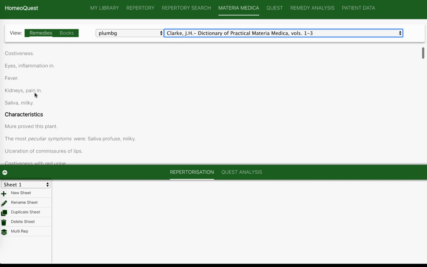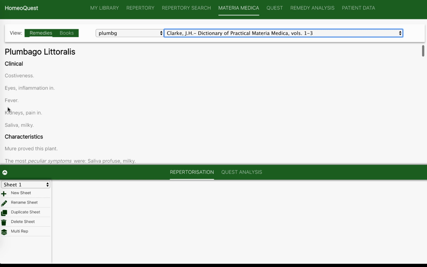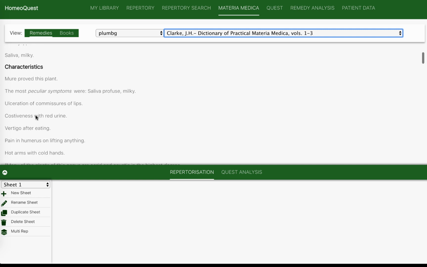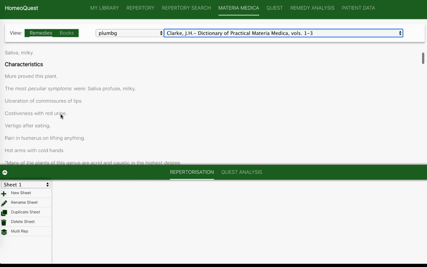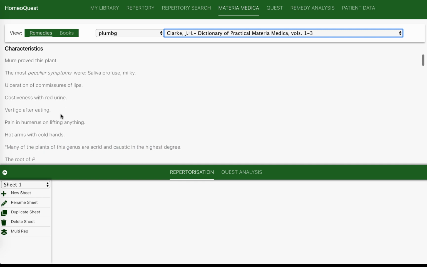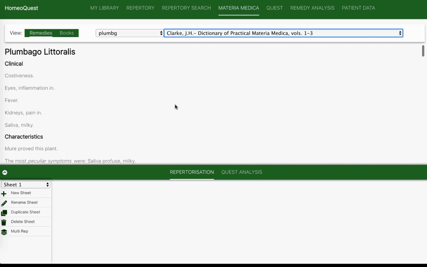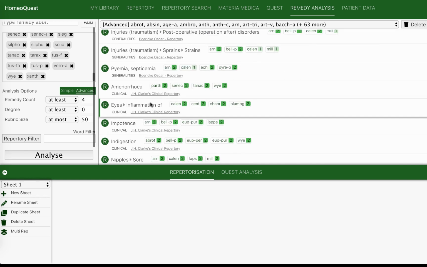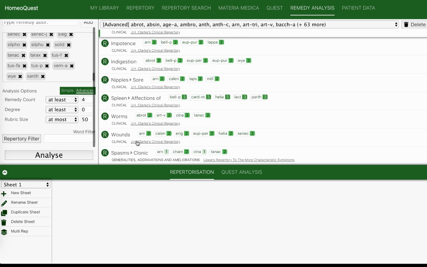And it is something for eye pain, inflammations, kidney pains, fever, and some peculiar symptoms here. Saliva profuse, ulcers, costiveness with red urine. So very strong action on the urinary tract and so on. So that's the beauty of remedy analysis, that you start looking at so many different symptoms now from the same family. Let's do the mineral kingdom now.